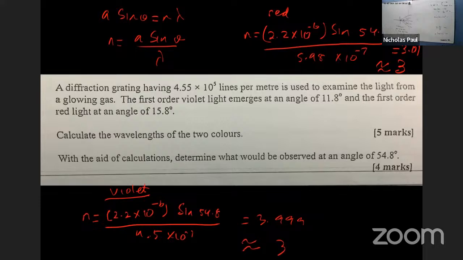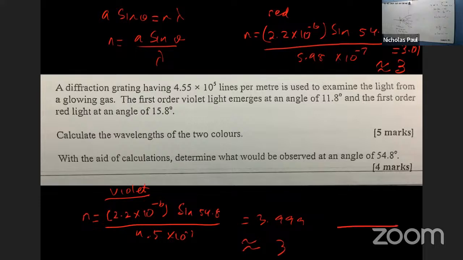What does that mean, Aria? Both of them are 3. When you work out violet, you get 3 at 54.8. When you work out red, you get 3 at 54.8. What does that mean? So they would have the same wavelength. What is happening at 54.8?